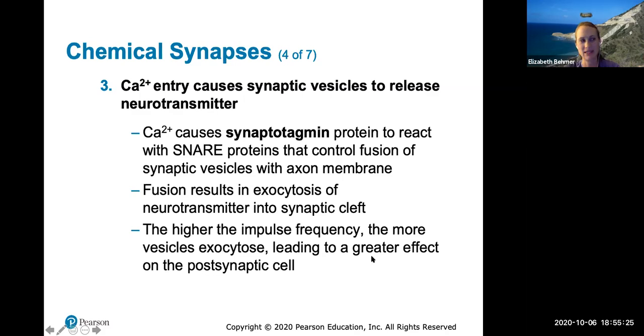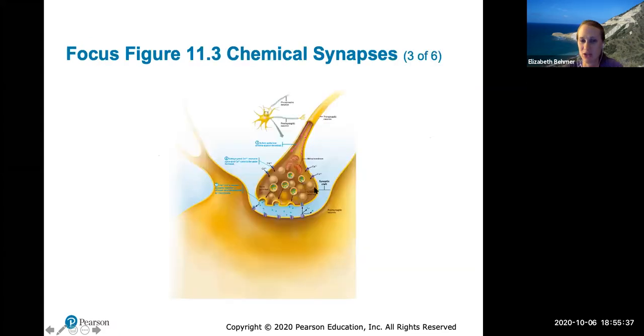on the postsynaptic cell. So a greater frequency of action potentials will release more acetylcholine, or more neurotransmitter, to try to get the signal across to the next cell faster. So now the calcium causes these vesicles to fuse with the membrane and exocytose the neurotransmitter which is in them. The neurotransmitter will then bind to receptor proteins on the postsynaptic neuron.